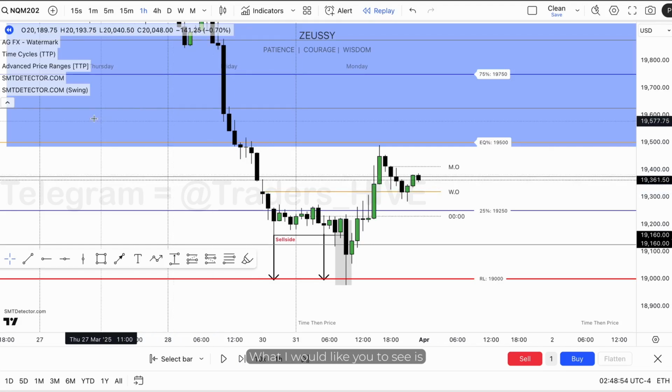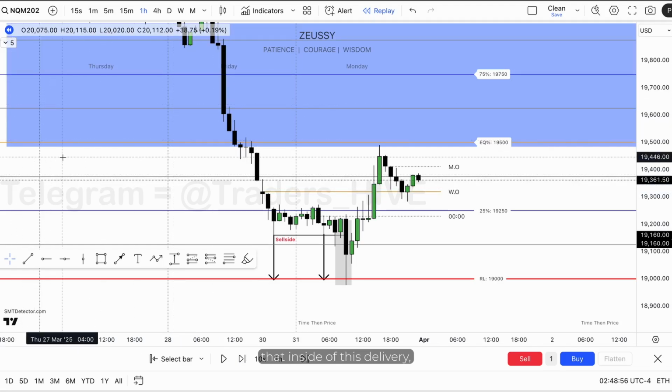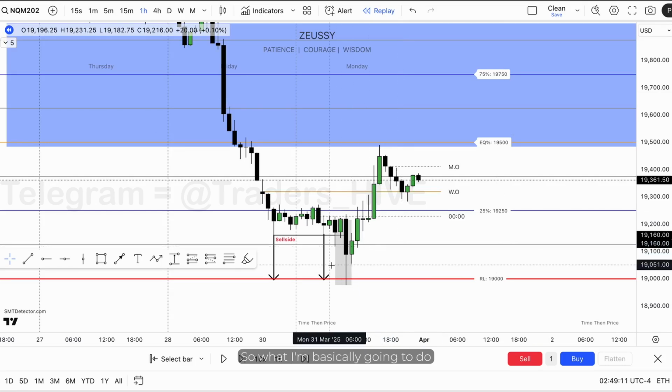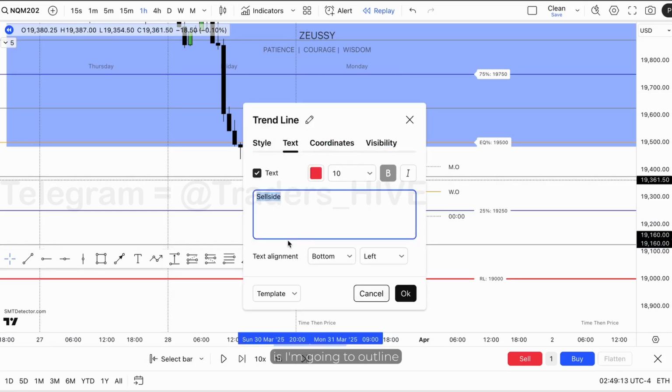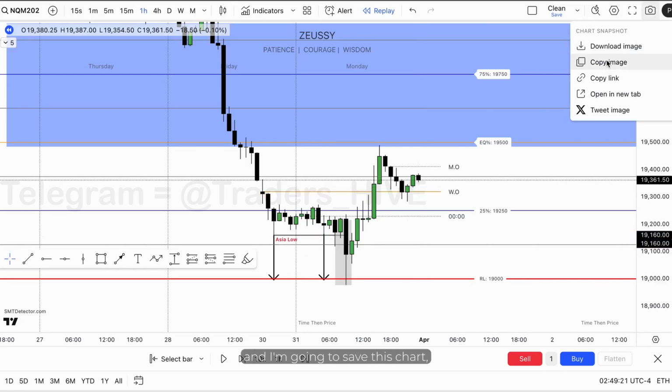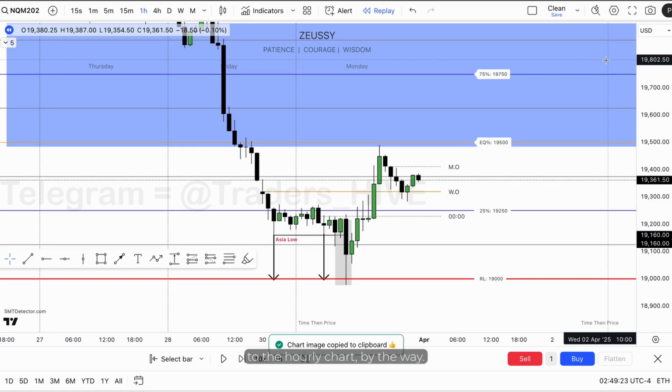What I would like you to see is that inside of this delivery, there are a few things which you can recognize from that RE chart already. You can recognize the engineering of liquidity, you can recognize the influence of time cycles, and you can recognize where manipulation is taking place. So what I'm basically going to do is outline this to be the Asia low, and I want you to keep in mind that the London low is right here. And I'm going to save this chart, and we're just going to stick to the RE chart, by the way.